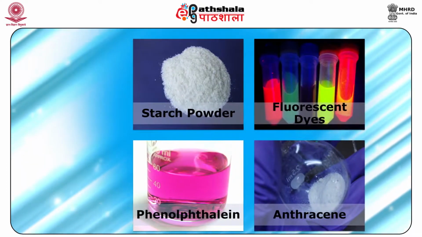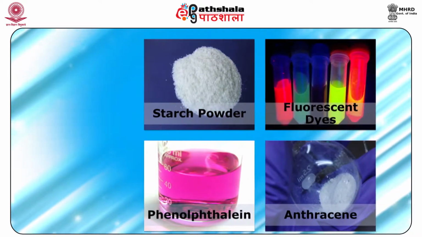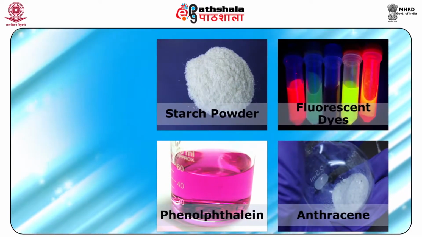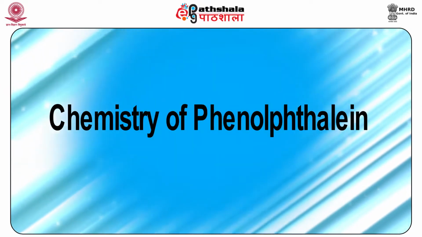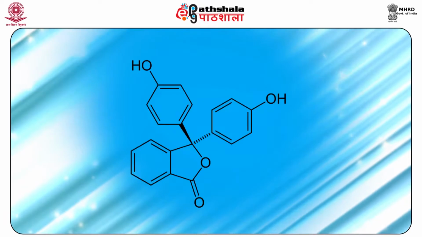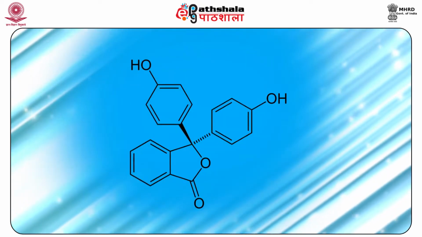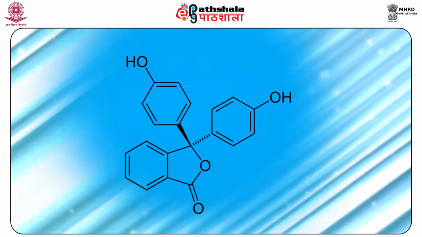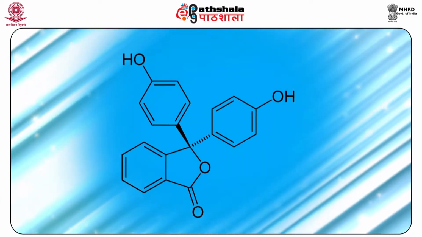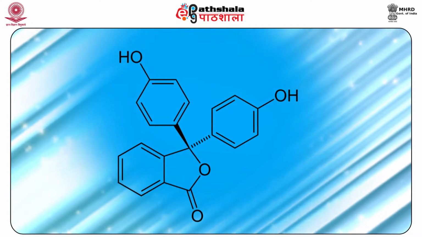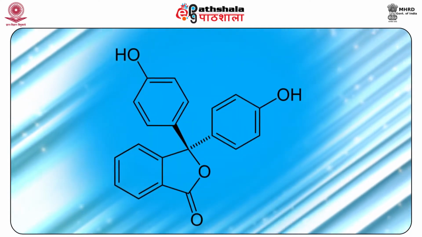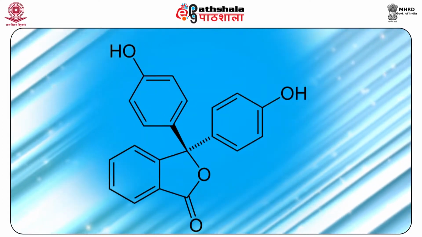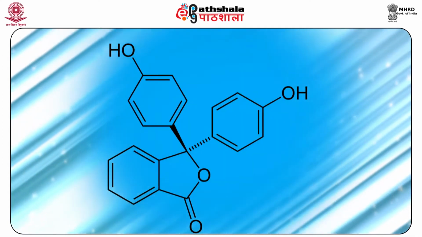Generally, phenolphthalein or anthracene are used during anti-corruption operations as proof of acceptance of bribe. Next, we move on to the chemistry of phenolphthalein. Phenolphthalein is an organic compound which belongs to the family phthalene, having chemical formula C20H14O4. It is a white, smooth textured powder that is widely employed as a laxative and as an acid-base indicator.